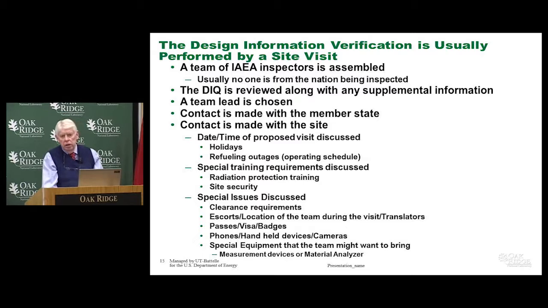Will the IAEA people have translators? The IAEA generally conducts its business in English, but if the facility is not conducting its business in English, then you may need translators so that the IAEA can communicate with the staff people who may not be speaking English in some areas. Arrangements for passes and visas are made by the agency long before the team arrives.